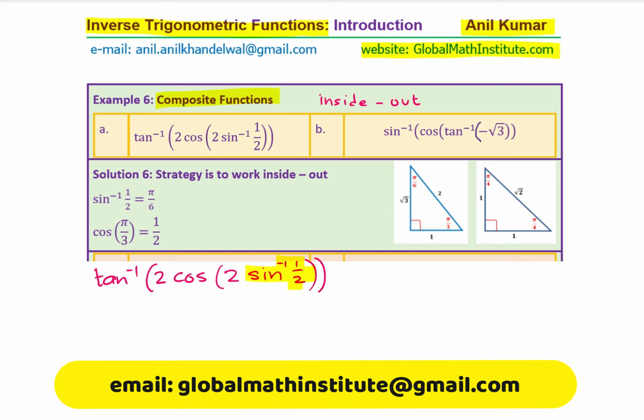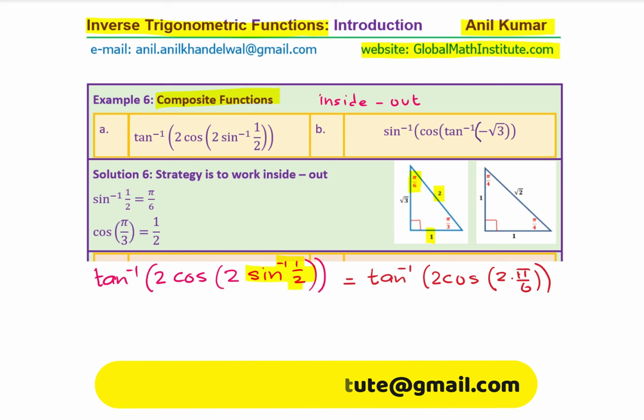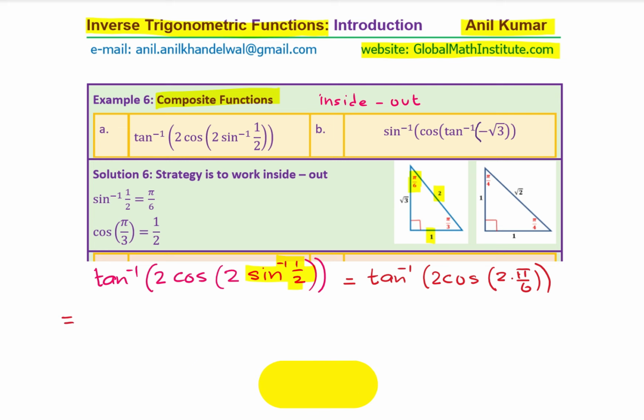Now sine inverse of half, you can look into this particular special triangle, and you know sine inverse of half is pi by 6, right? And therefore, we could write this as equal to tan inverse of 2 times cos of 2 times pi by 6. Make sense? Now we can simplify this to rewrite the expression as tan inverse of 2 times cos of 2 pi by 6, which is the same as pi by 3.